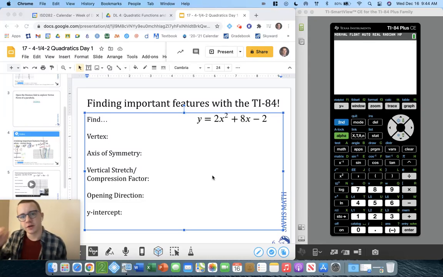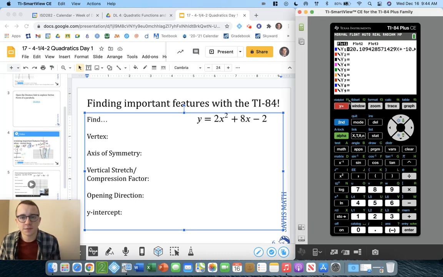Okay, so for this part of the lesson, I wanted to show you how to do a lot of this stuff on the TI-84. This is really critical because you have to be familiar with not only the TI-84, but also with Desmos. So I'm going to show this on the TI-84, and then we'll talk about Desmos in the future. So right away, I'm going to just go to y equals.